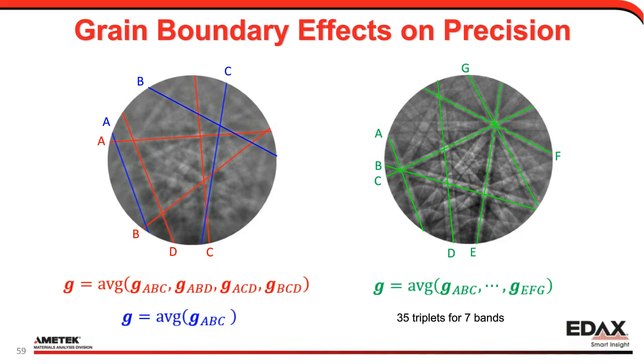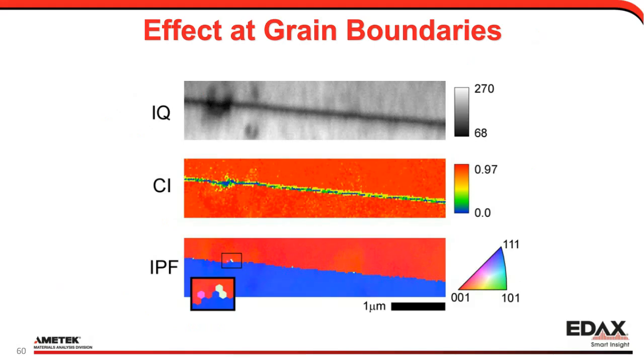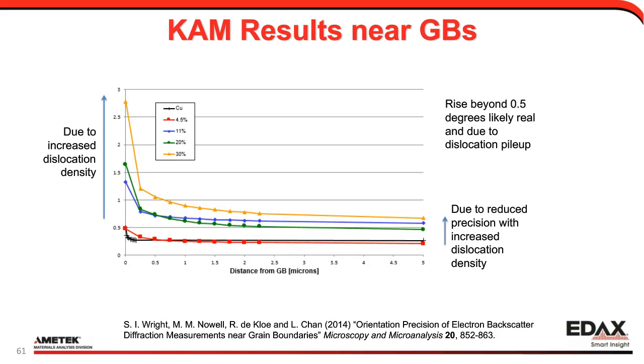And you can see that effect in the EBSD measurements. As you get near the grain boundaries, the confidence index goes down, and that's an effect of the orientation precision. So, do we believe the CAM results near the grain boundaries because of this effect? Well, one thing you can do is increase the number of bands that you use, and that certainly improves the precision at grain boundaries.